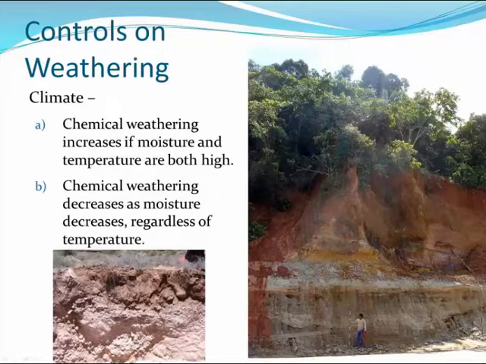So, controls on weathering besides soil depth or climate. Chemical weathering increases if both moisture and temperature are high. And here is a picture of a moist, warm area in the tropics, and you can see just how deeply you have to go before you reach what's called saprolite, which is completely weathered bedrock.